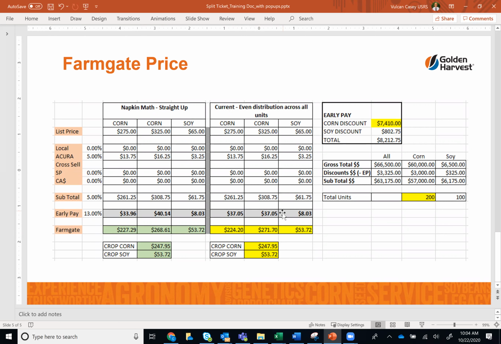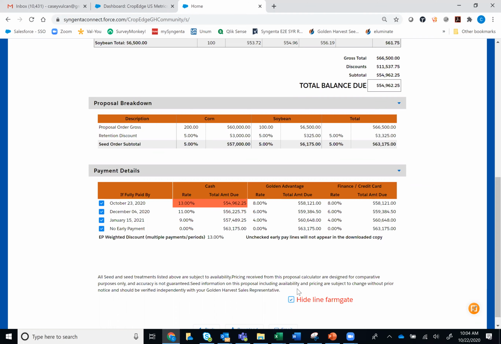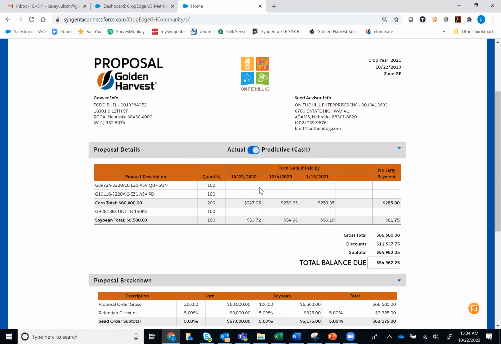Now, if you don't want your customer to see that discrepancy, or you don't want them to see that the math at the line level is not coming out, you simply check the hide line farm gate button on the proposal. And what that will do is it will hide all of the individual product level farm gates, and it'll just show you what the crop level is. So in this case, you see the 247.95 and the 53.72.